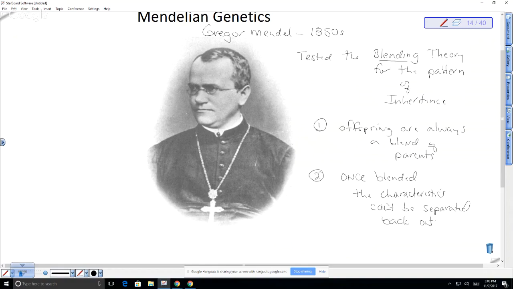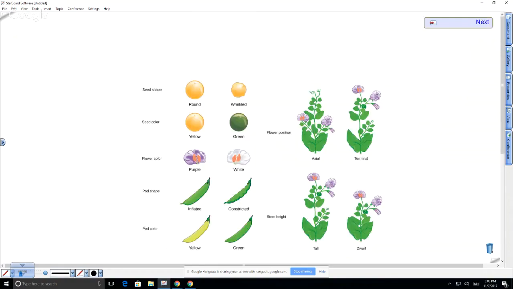So this was the theory prior to Mendel. So this is the theory that he tested, right? And so let's look at what he did to test this particular theory. Okay, so he did not use humans, he used pea plants. And he specifically chose traits that were discrete. So if you look at this, the seed shape is either round or wrinkled. Seed color is either yellow or green. So there's no greenish yellow, right?